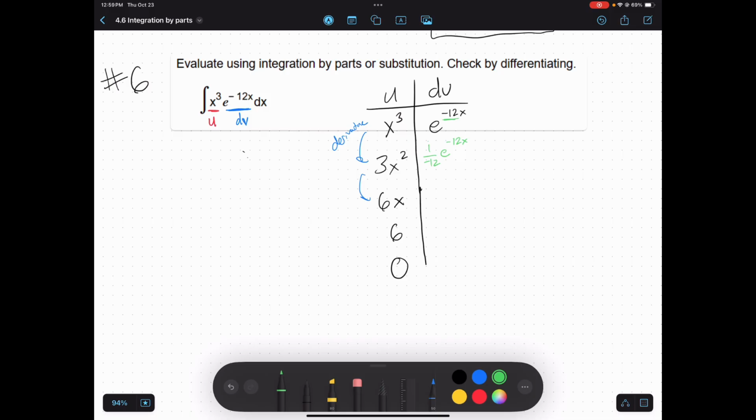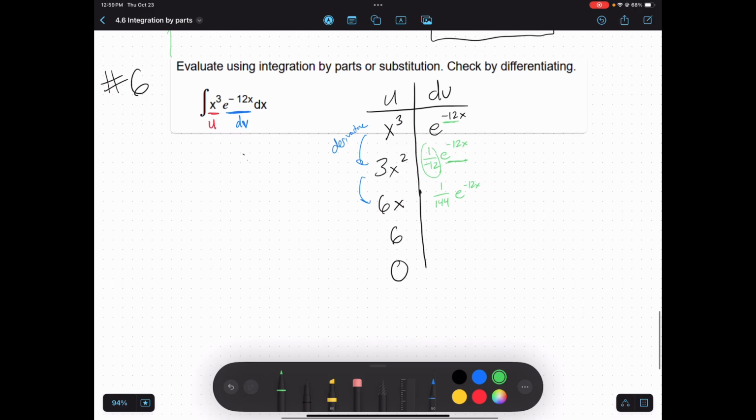Remember, if I have a constant multiple, I can just ignore that, keep it there, and take the antiderivative of this like normal. So that gives me 1 over negative 12 times 1 over negative 12 e to the negative 12x. Well, 1 over negative 12 times 1 over negative 12, that just gives me 1 over 144. The antiderivative for this is just going to be the exact same thing over and over again. So as I keep doing this, I get 1 over negative 1728 e to the negative 12x.